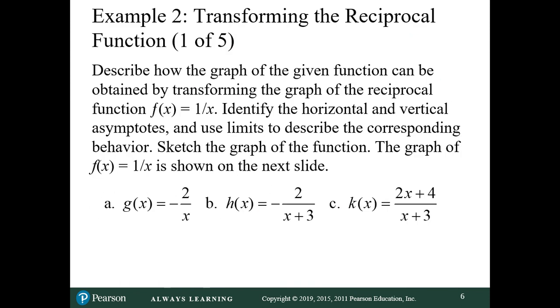Next. Okay, so if we have this function, how is it related to this function? Well, there's a 2 on top. What does a 2 on top do? Well, that makes it twice as tall. Okay, twice as tall. So instead of being, this one goes through the point 1, 1. So then this one would go through the point 1, 2.